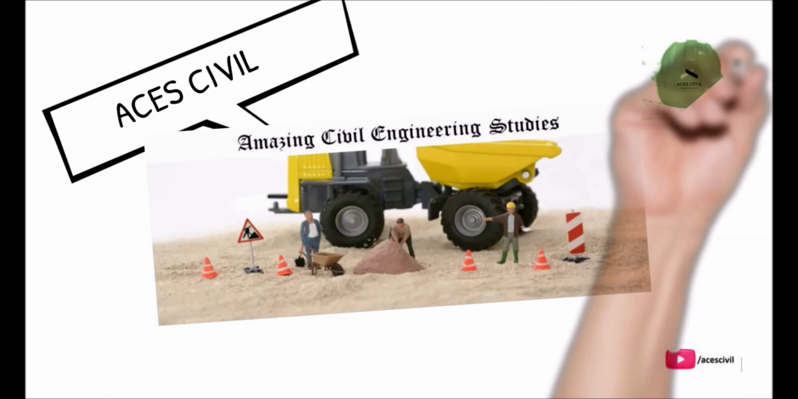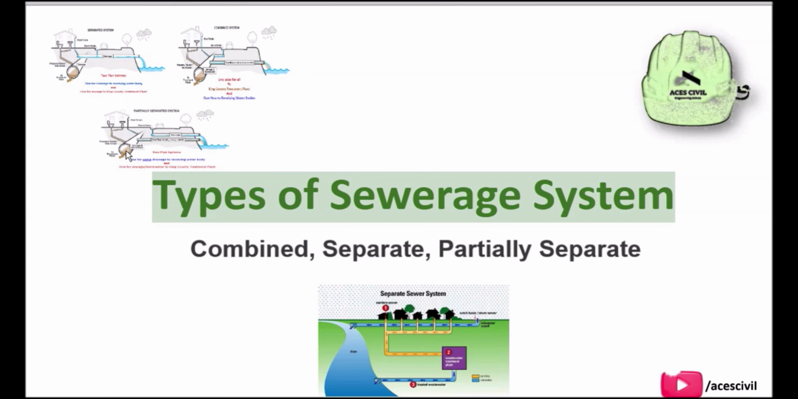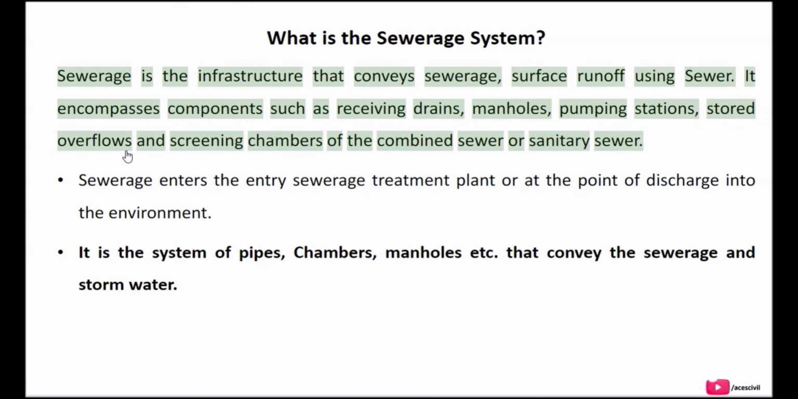In today's video we are going to discuss types of sewerage system. What is the sewerage system? Sewerage is the infrastructure that conveys sewage and surface runoff using sewers. It encompasses components such as receiving drains, manholes, pumping stations, storm overflows and screening chambers of the combined sewer or sanitary sewer.